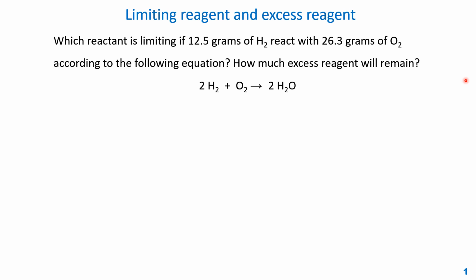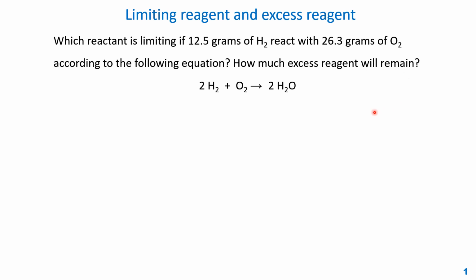So if a question gives you the amounts of two reactants, you need to figure out which one is limiting and which one is excess. For example, this is a question. Which reactant is limiting if 12.5 grams of hydrogen react with 26.3 grams of oxygen, according to the following balanced equation? How much excess reagent will remain?